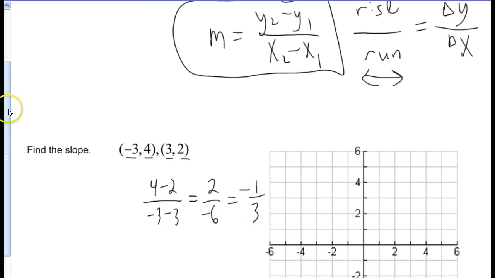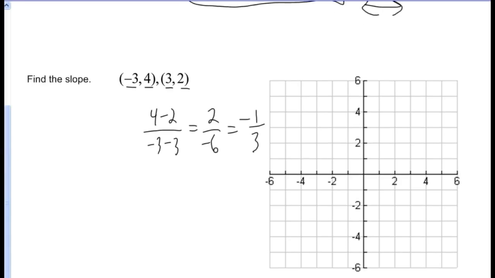There's another way of looking at slopes. We look at it graphically. If you do that, you get negative 3, 4. There's that point. And 3, comma 2. There's that point. And if you connect them, well, let me use a straight edge. That's not very good. Okay, so using a straight edge. There we go. That's pretty good.